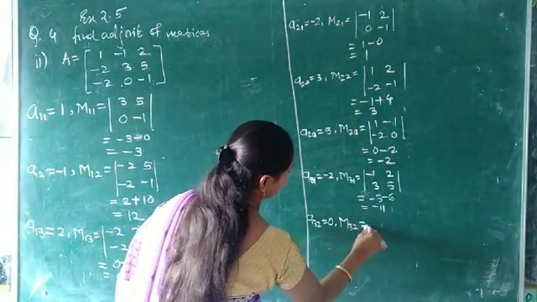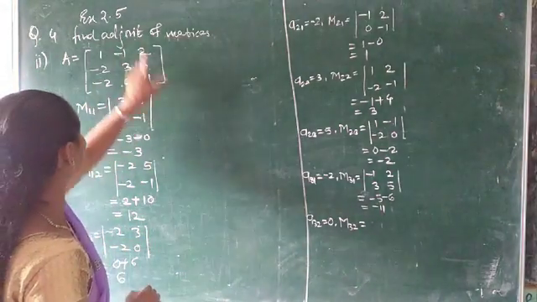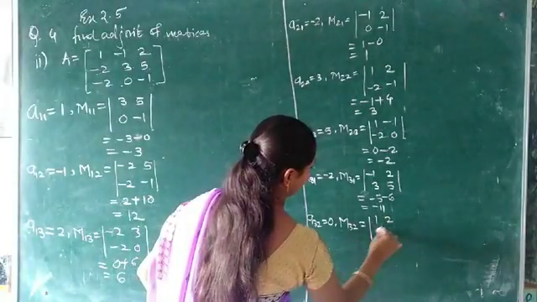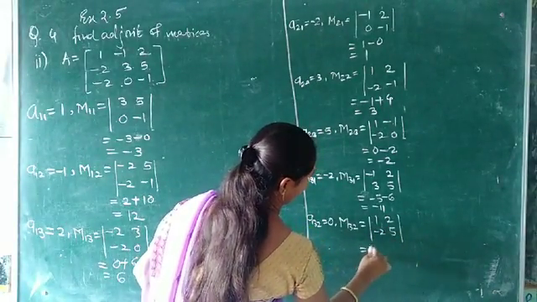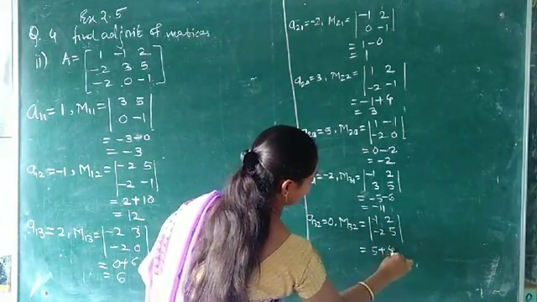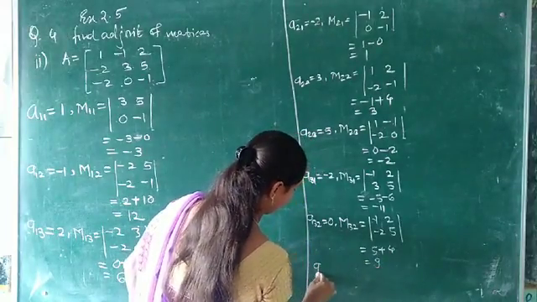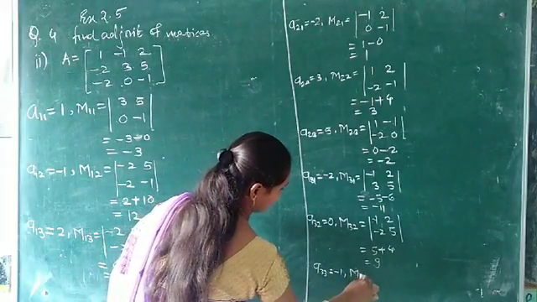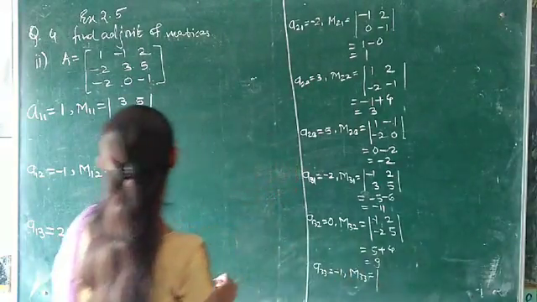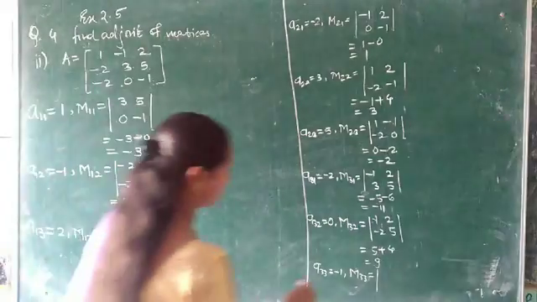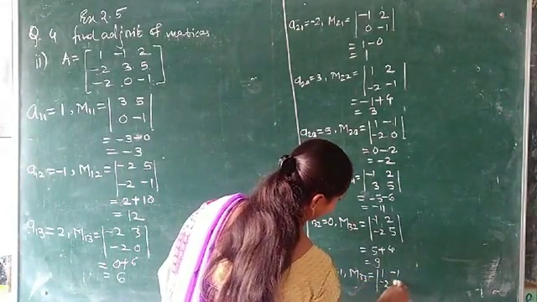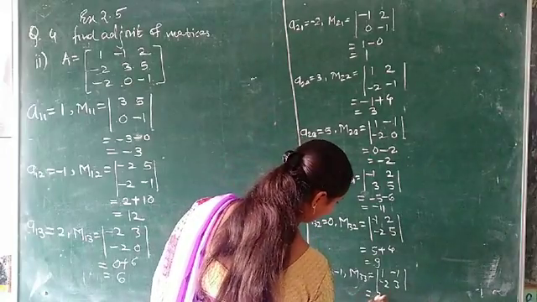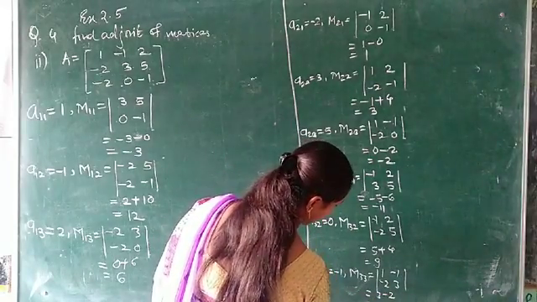Therefore, M32, deleting third row, second column. 1, 2, minus 2, 5. 5, minus minus plus 4, 9. A33, last, minus 1. So delete here third row, third column. 1, minus 1, minus 2, 3. 1, minus 1, minus 2 and 3. 3 minus 2. That is 1.